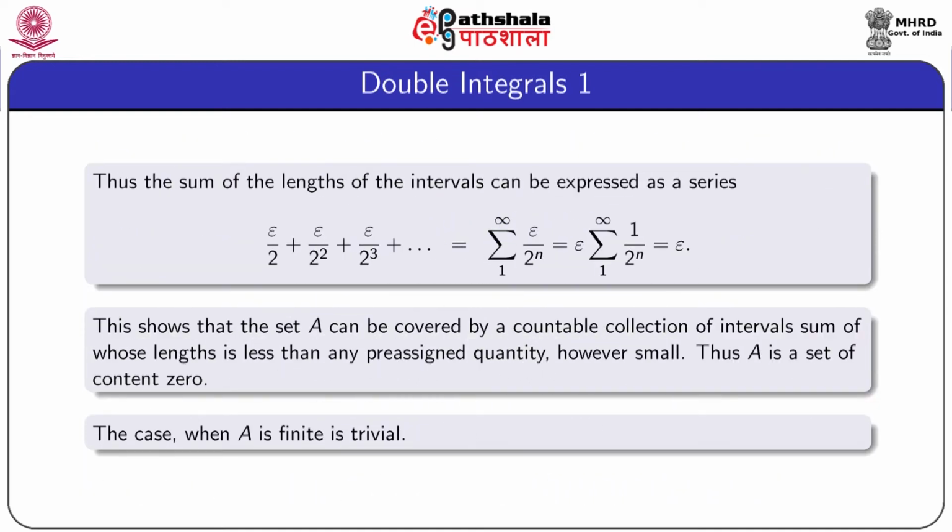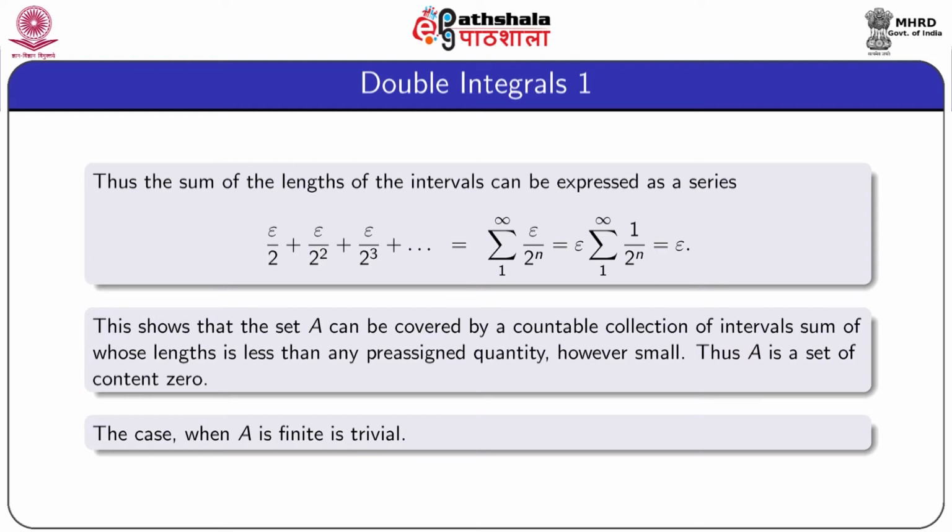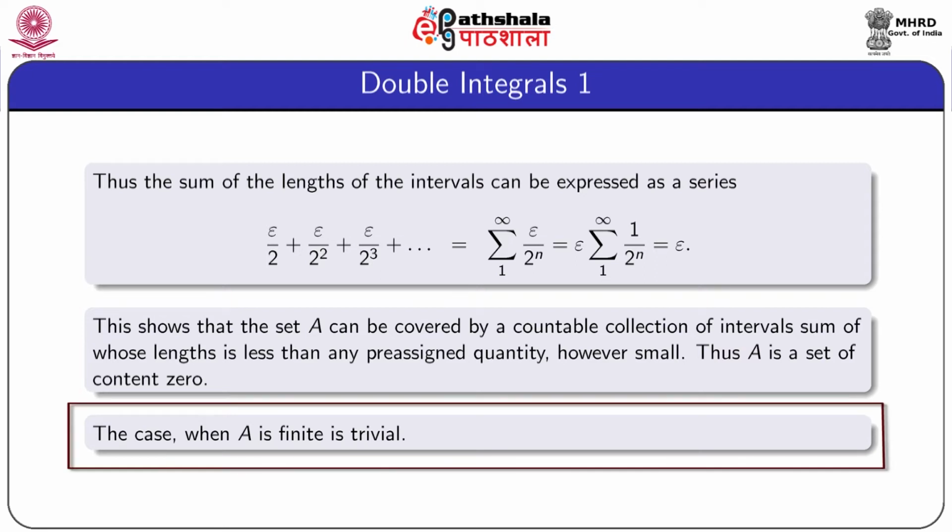The sum of the lengths of these intervals can be expressed as a series epsilon by 2 plus epsilon by 2 square and so on, whose sum is convergent and is epsilon. This shows that the set A can be covered by a countable collection of intervals, the sum of whose lengths is less than any pre-assigned quantity, however small. Thus, A is a set of content 0. From this it is clear that the case when A is finite is trivial.